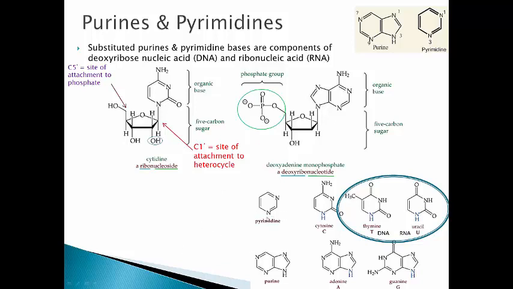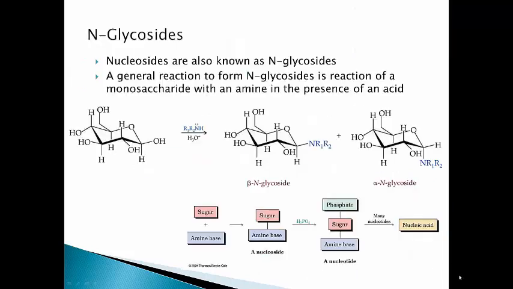So our pyrimidine bases are your C, T, and U. So remember, for DNA you have your T, and for RNA you have your U. And the purine ones are A and G. Okay, so N-glycosides are nucleosides that have glycosidic linkages. Okay, so we've talked about sugars before, so this is hopefully familiar.